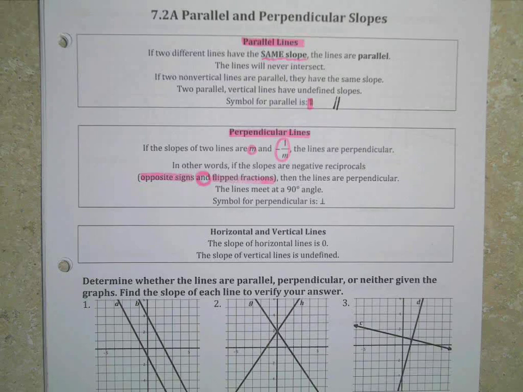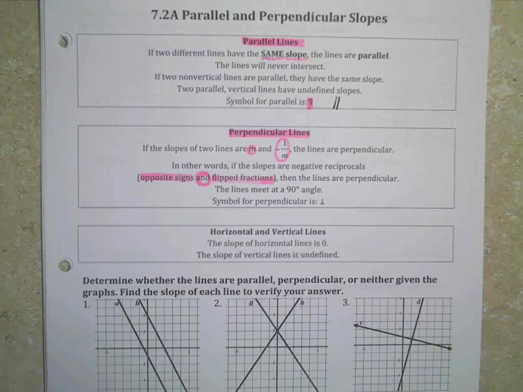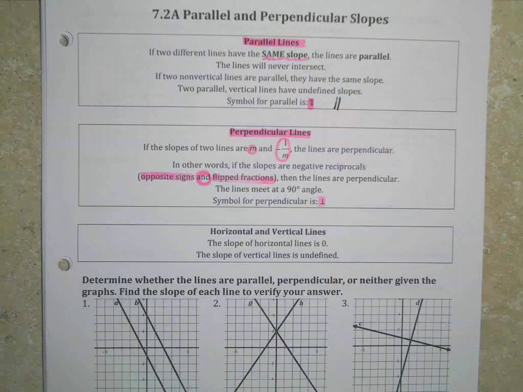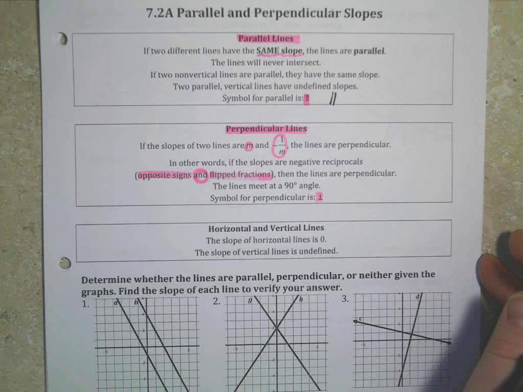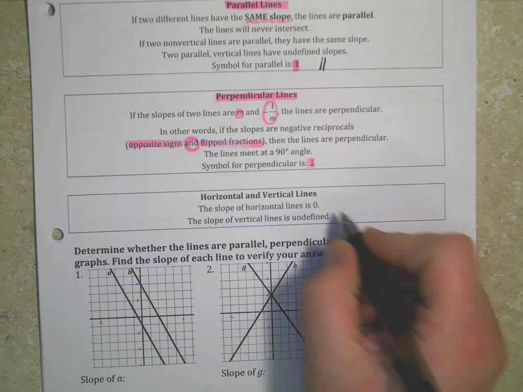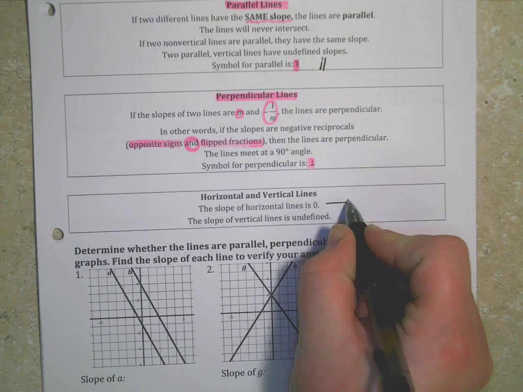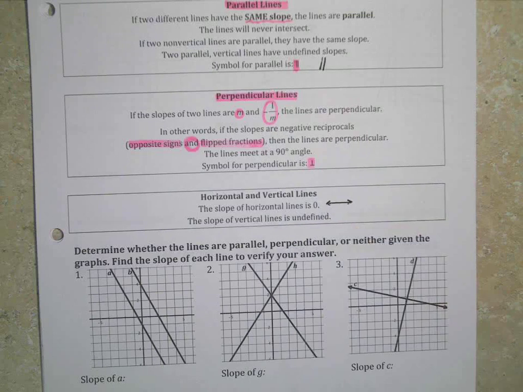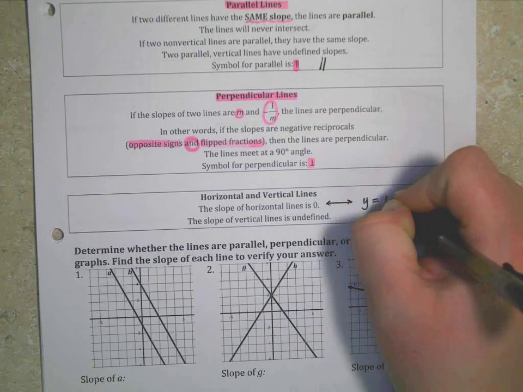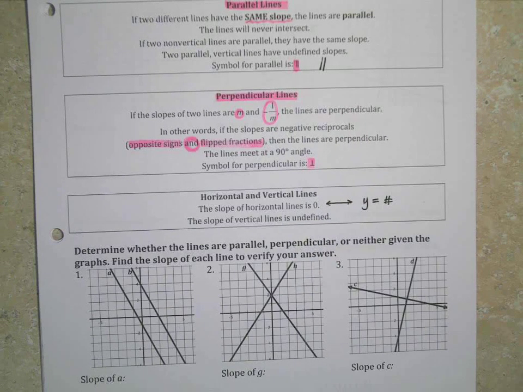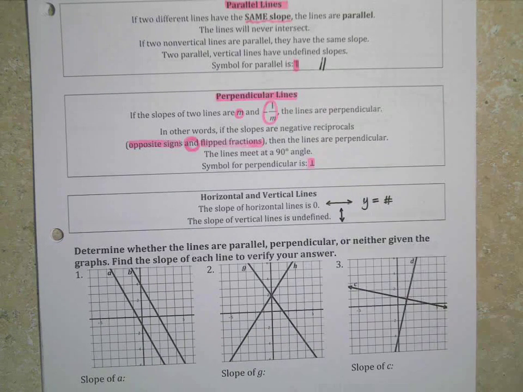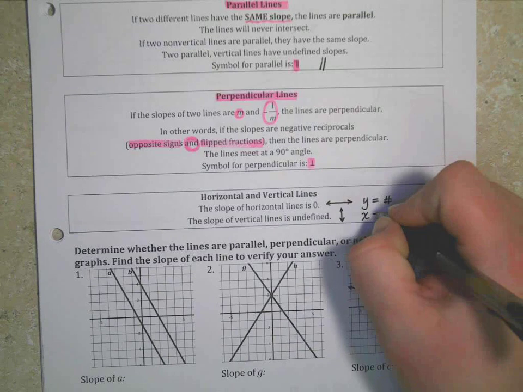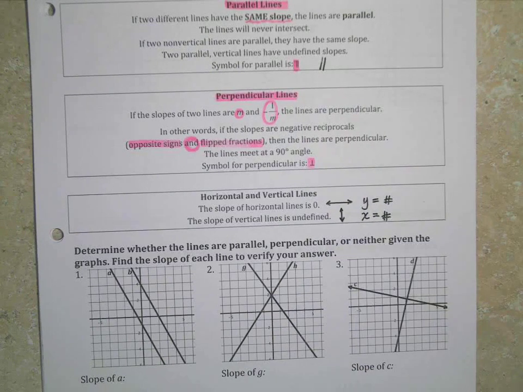That means they meet at a 90-degree angle, and the symbol for perpendicular is this upside down capital T. It's two little perpendicular lines next to each other. Just a special note, vertical and horizontal lines. The slope of a horizontal line, so horizontal goes this way, its slope is 0, and the equation would be y equals just a single number. Then the slope of a vertical line is considered undefined, so our vertical lines, if we have that in the equation, it's x equals a number.